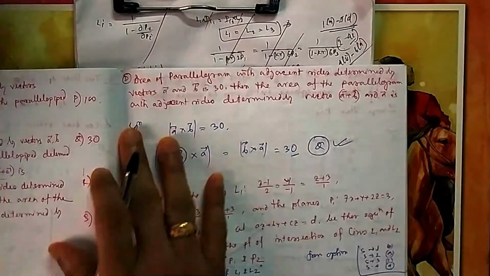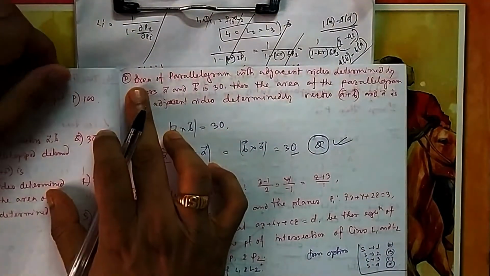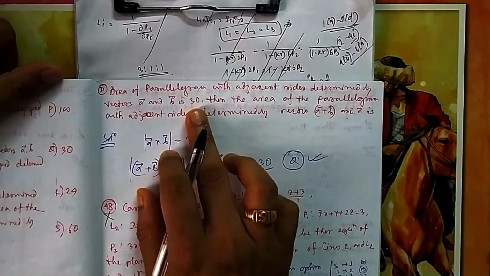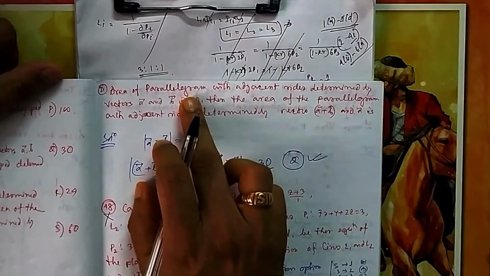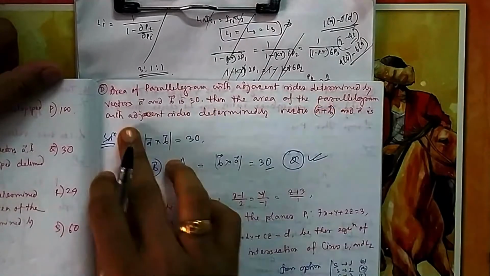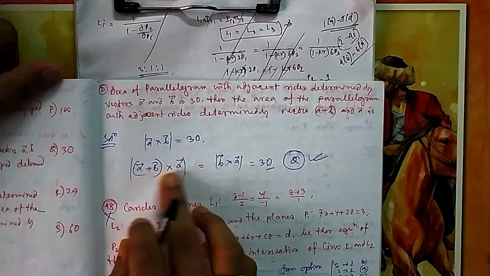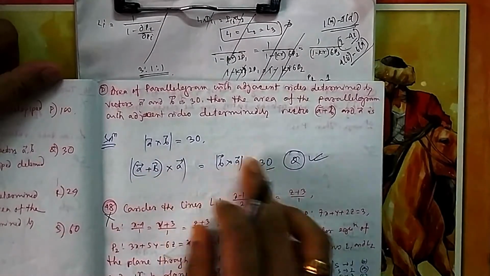And the last one is D. The area of the parallelogram with adjacent sides determined by the vectors this and this is 30. That is A cross B is 30, parallelogram they are saying. Then the area of the parallelogram with adjacent sides this and this. So this cross this they are asking. So if you open it, A cross A is 0, that means B cross A, which is nothing but 30. That is Q.